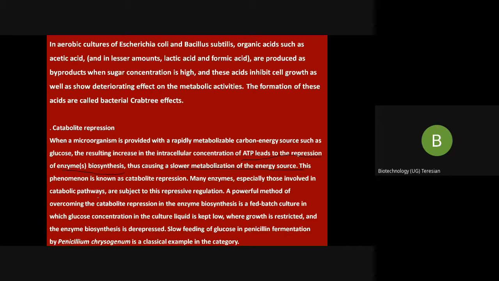Slow feeding of glucose in penicillin fermentation by Penicillium chrysogenum is a classical example in this category. Penicillin production usually happens in a fed batch system because this Penicillium can undergo catabolite repression. So if you put it into a fed batch and, not reducing, but adding the substrate at particular intervals of time, then this type of catabolite repression can be stopped.